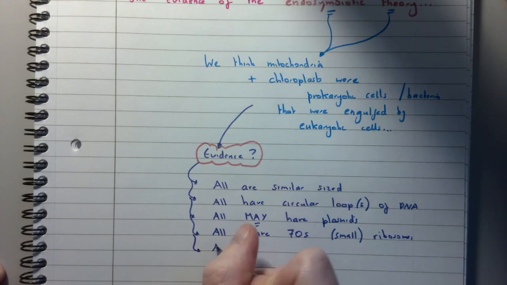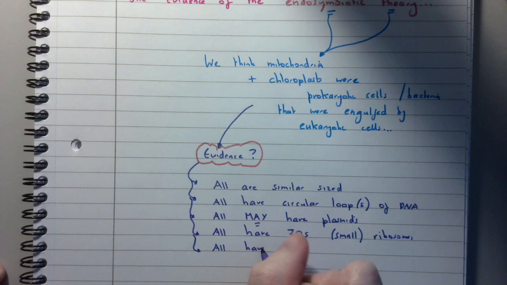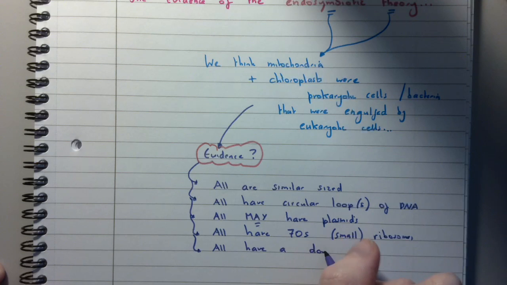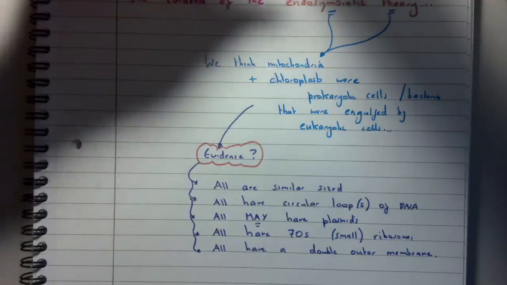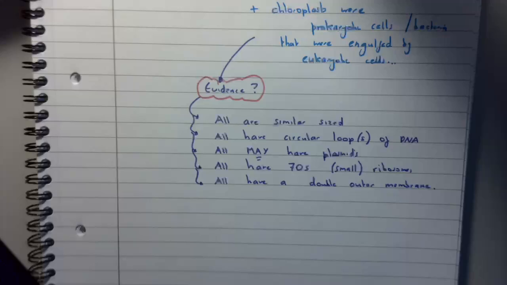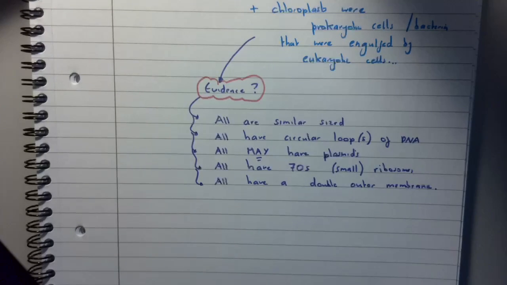All have a double outer membrane. And I feel like I've given you 5 things there. I feel like that would be enough to talk about the evidence of the endosymbiotic theory.